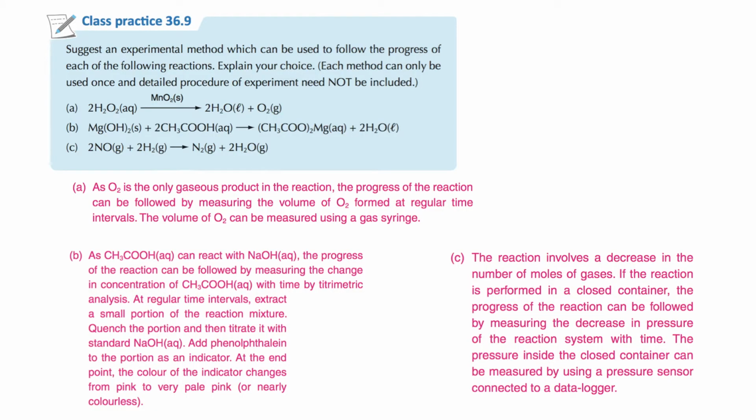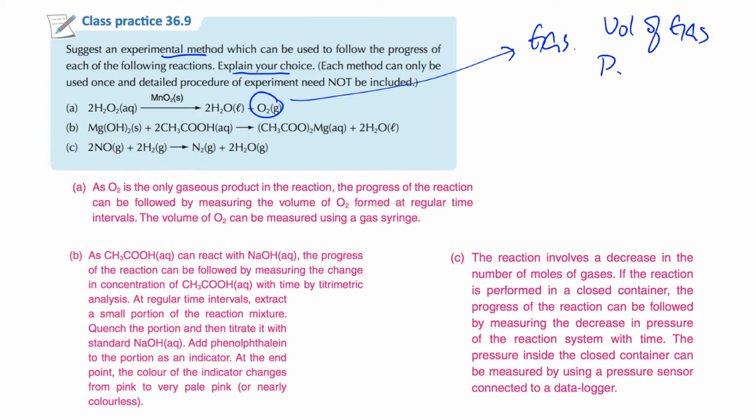So one more example. In class practice 36.9, you're going to suggest an experimental method as well, and you have to explain your choice in great detail. Basically in the public exam, it won't be that demanding. Normally just suggest it, or the reasons why you pick it, or a very simple explanation will do. So right here, A, we got O2. So O2 is a gas, so you may talk about volume of gas, you may talk about pressure, you may talk about mass change.